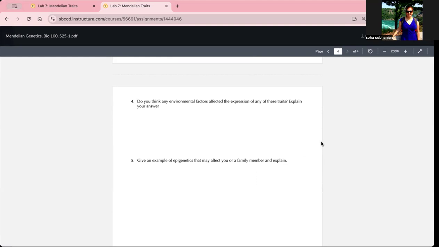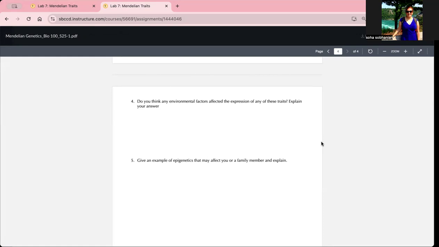But the lab overall, I find it very interesting. It's very exciting to follow the traits and see if you can identify some of these Mendelian traits in yourself. If you do not want to include your family, you are always welcome to use a friend, tracking and tracing those traits in a friend and their family members, if possible.